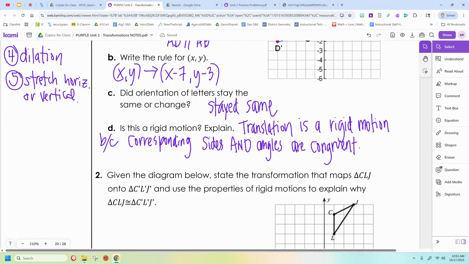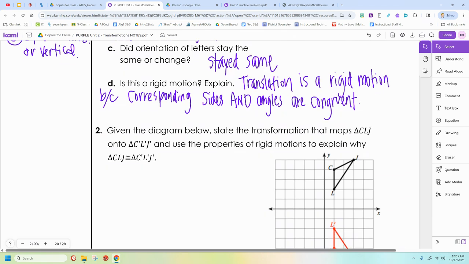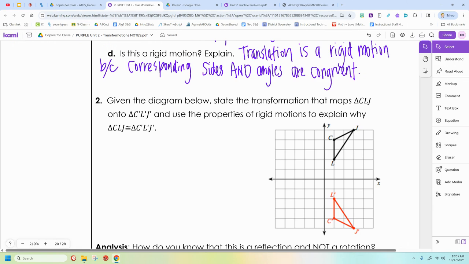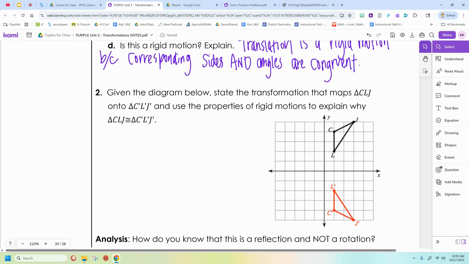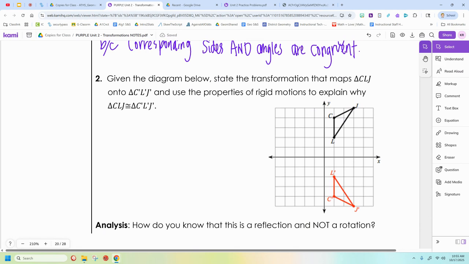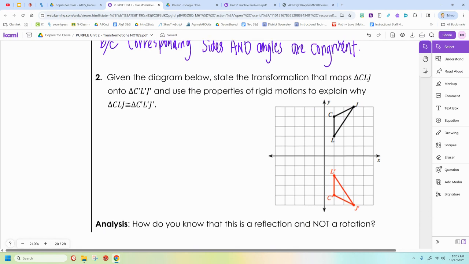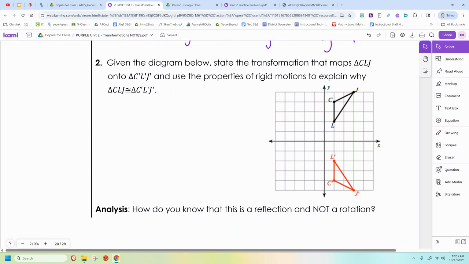Okay, given the diagram below, state the transformation that maps triangle CLJ onto triangle C prime L prime J prime, and use the properties of rigid motions to explain why the triangles are congruent. All right. So even though CL is still parallel to C prime L prime, is LJ parallel to L prime J prime? No. Okay, so translation's out.